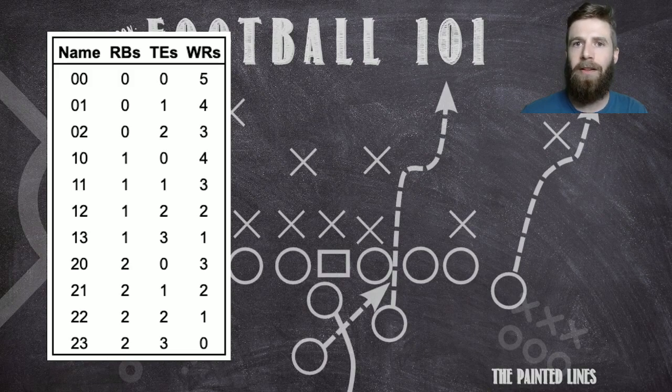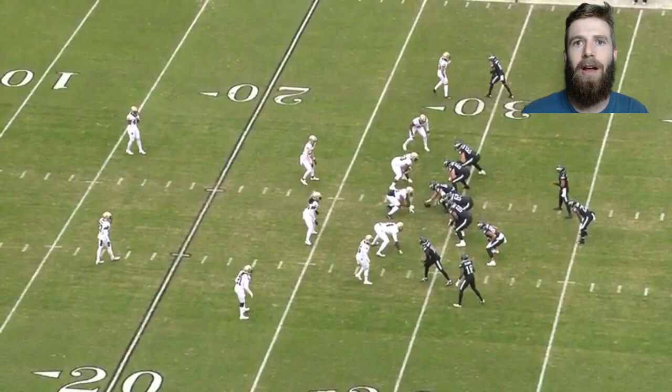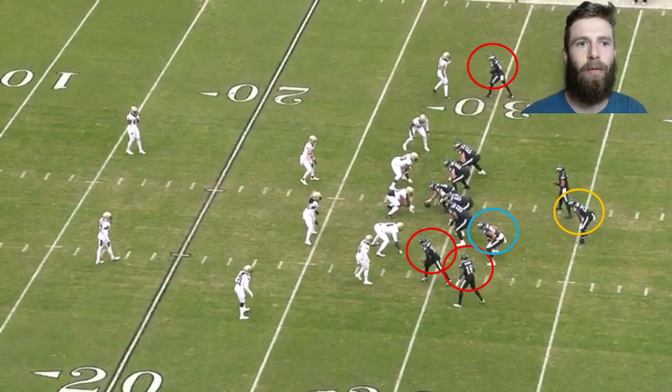Now, let's look at some picture examples and see if you can identify them. And so in this one, we have the Eagles against the Saints, and we have 5 receiving targets, and I'll just go ahead and put them up here. The red circles are wide receivers, the blue is the tight end, the yellow is the running back. And so this is 11 personnel, 1 running back, 1 tight end, 3 receivers.